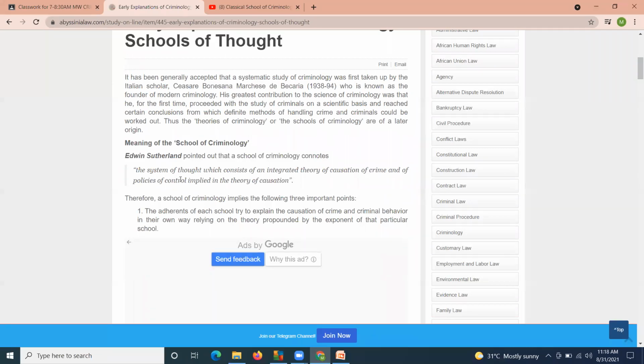According to Sutherland, the system of thought consists of an integrated theory of causation of crime and of policies of control implied in the theory of causation. Question, what is theory of causation? When you say theory of causation, this refers to theories that explain why crime exists. In the study of criminology, there are many theories that explain why crime occurs, and what factors push a person to commit a crime, to exhibit a deviant behavior, to indulge in a sexual deviant behavior, and so on and so forth.